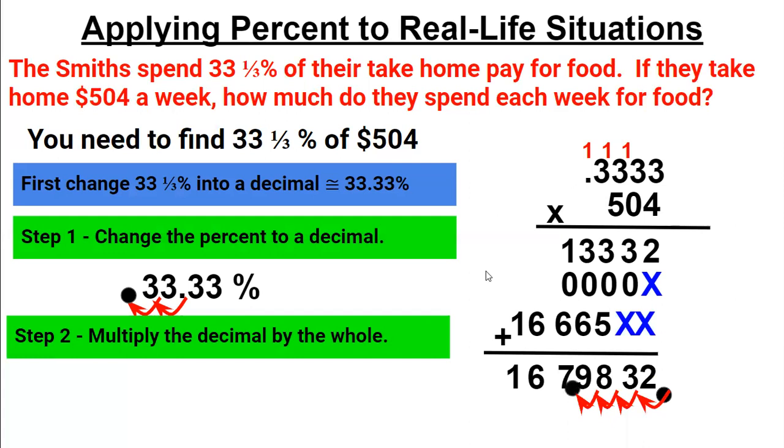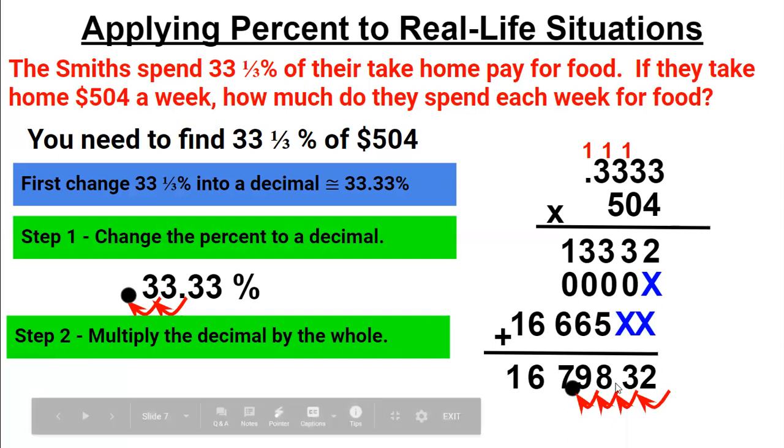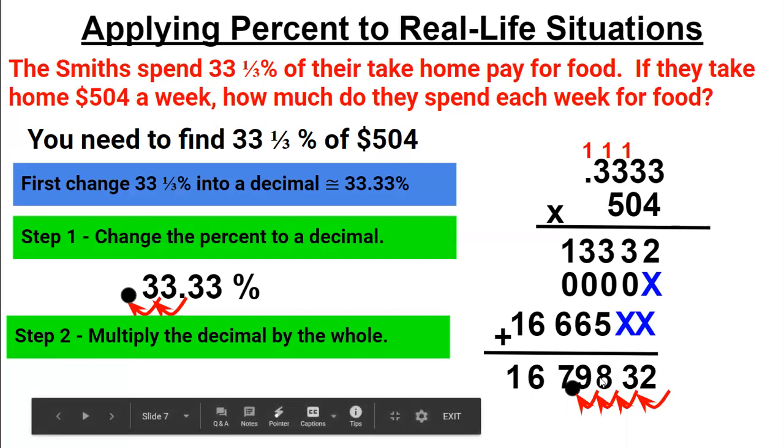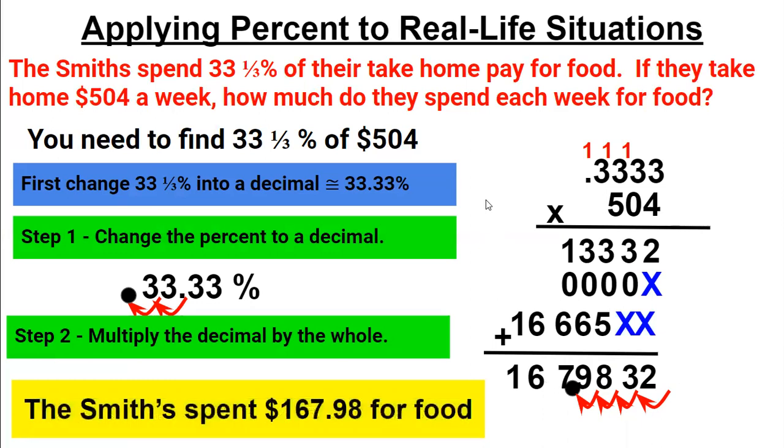There it is. Okay, so our answer then, since we're dealing with money, you can't have $167 and 9.9832, right? So we're just going to leave this and drop these other two numbers. We could round this up, but no, because this is a 3, so we're going to keep it 98. So the answer is, and my black box is at the bottom there, the Smiths spent $167.98 for food.